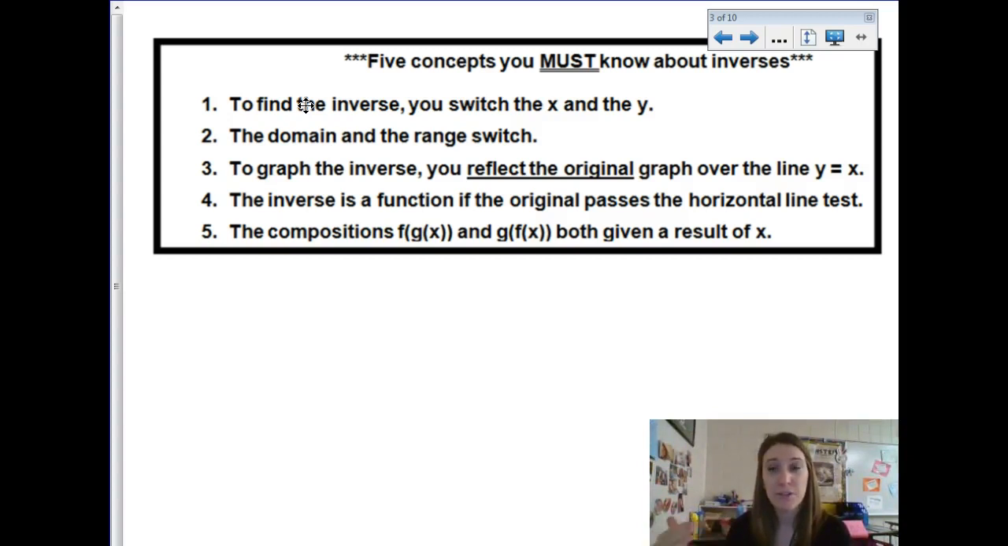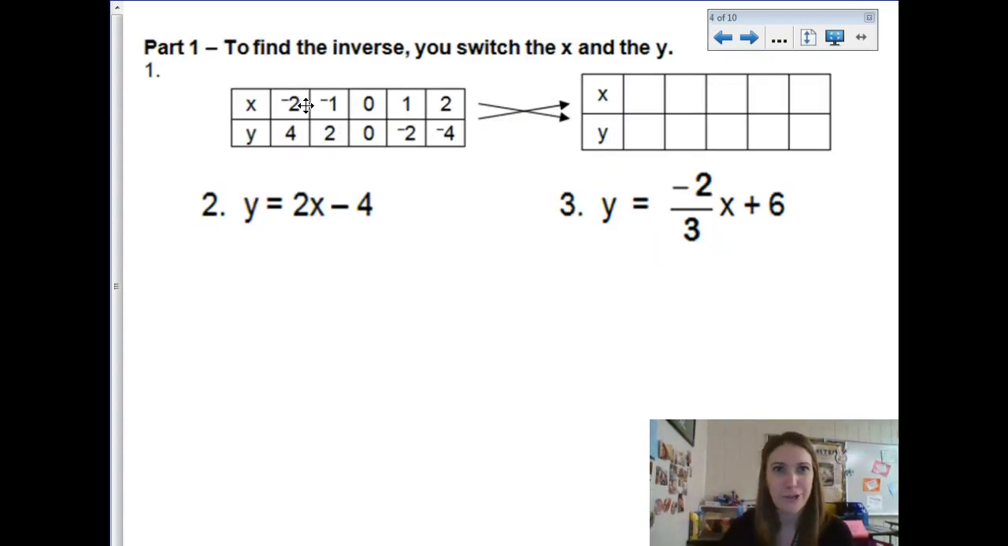They would undo everything. So when one function added a 3, the other function would subtract a 3. When one function multiplies by 5, the other function would divide by 5. Everything in inverse functions makes lots of sense once you kind of look at it.